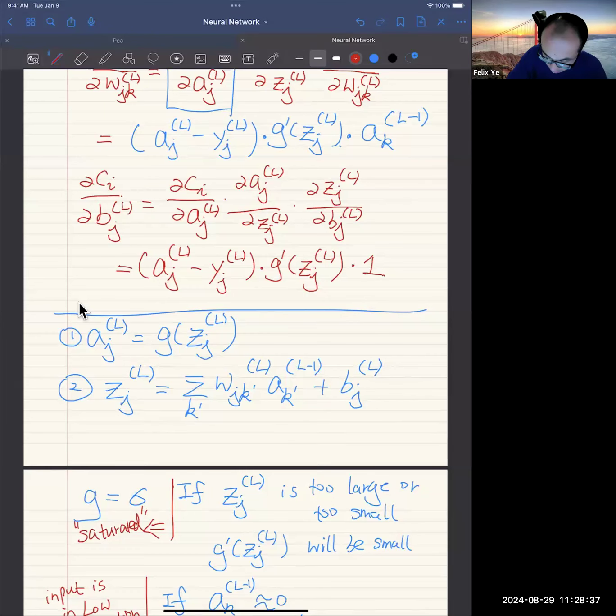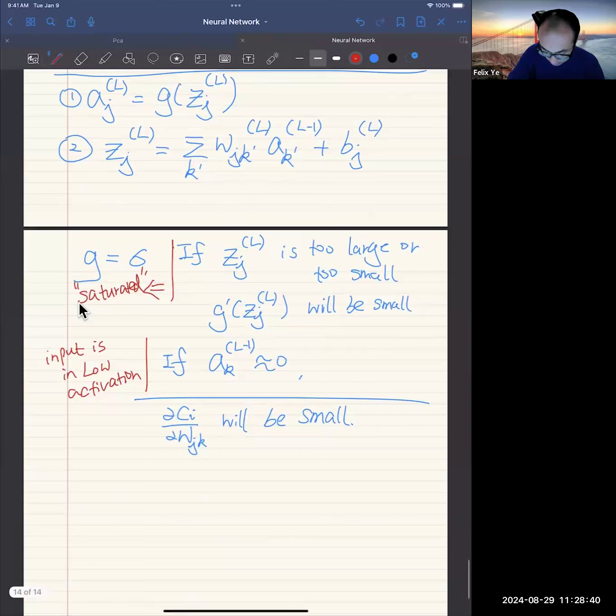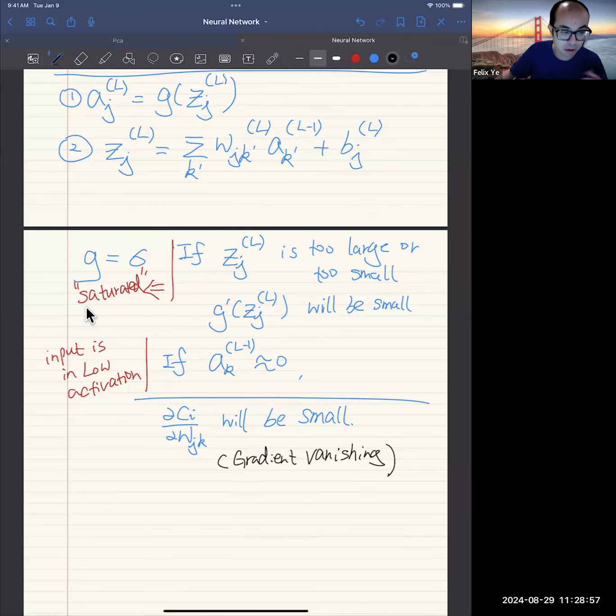So this is a big problem here. If either of the cases that we have occurs, that derivative will be small. So we have one big issue called gradient vanishing. There are multiple ways to solve it, but we are not focusing on that. But you should have a good idea of what the reason for the gradient vanishing is.